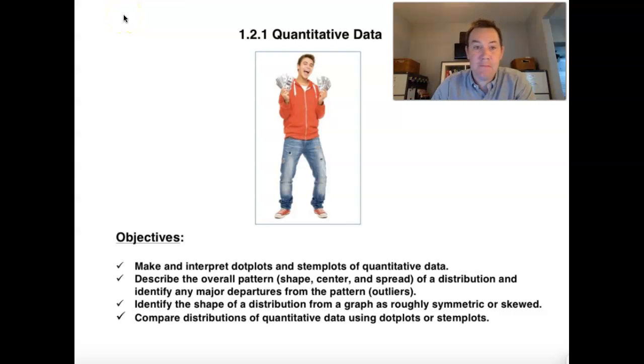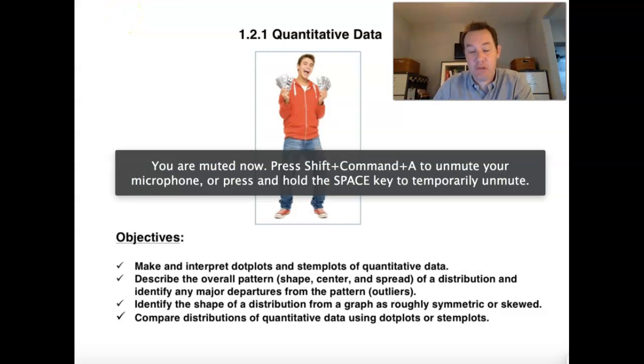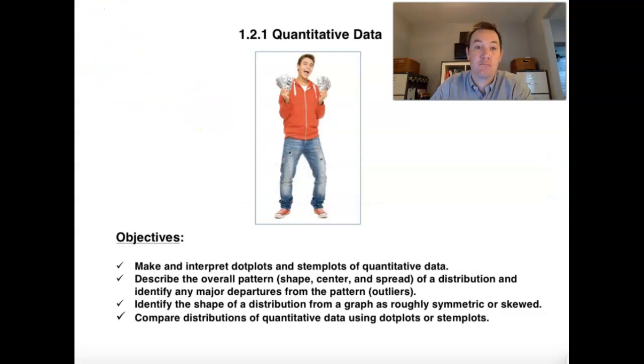Okay, so for this section 1.2.1, we're going to talk about quantitative data. And so a few objectives down here. We're going to make and interpret dot plots and stem plots of quantitative data. We did dot plots a little bit in the first section. So we're going to talk about stem plots.